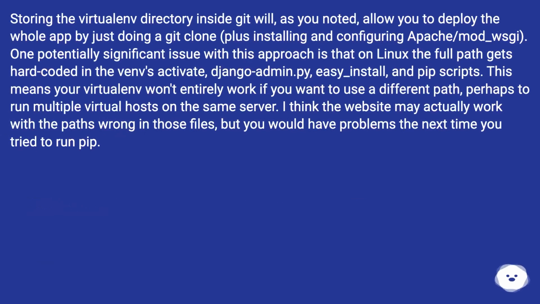Storing the Virtualenv directory inside Git will, as you noted, allow you to deploy the whole app by just doing a git clone, plus installing and configuring apache/mod_wsgi. One potentially significant issue with this approach is that on Linux the full path gets hard-coded in the venv's activate, django-admin.py, easy_install, and pip scripts. This means your Virtualenv won't entirely work if you want to use a different path, perhaps to run multiple virtual hosts on the same server. I think the website may actually work with the paths wrong in those files, but you would have problems the next time you try to run pip.